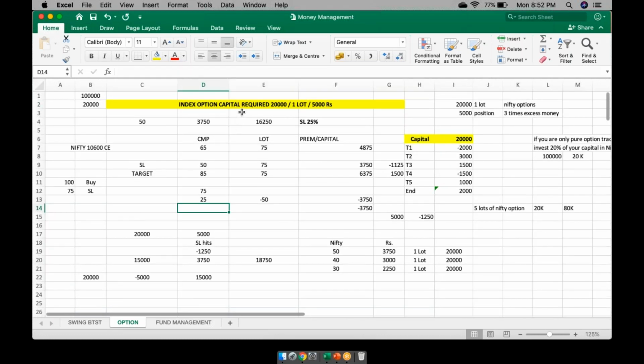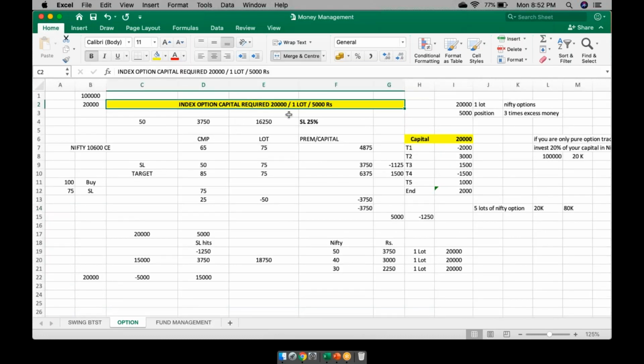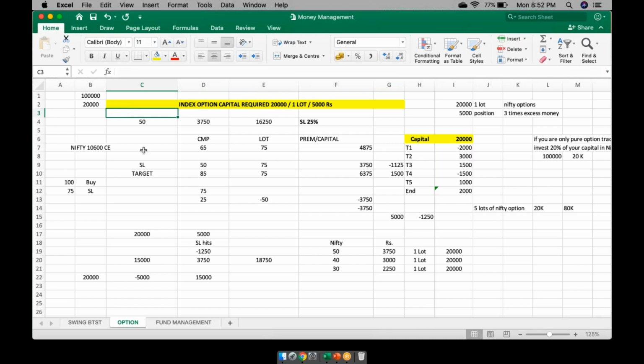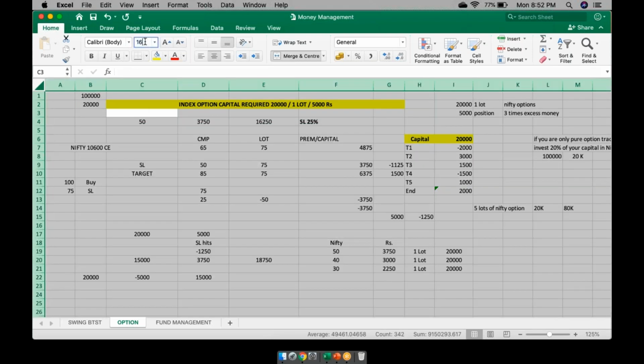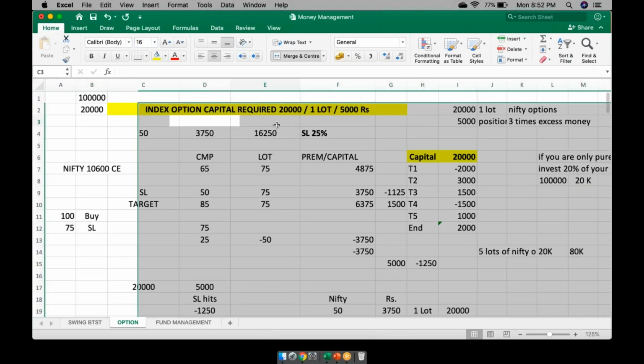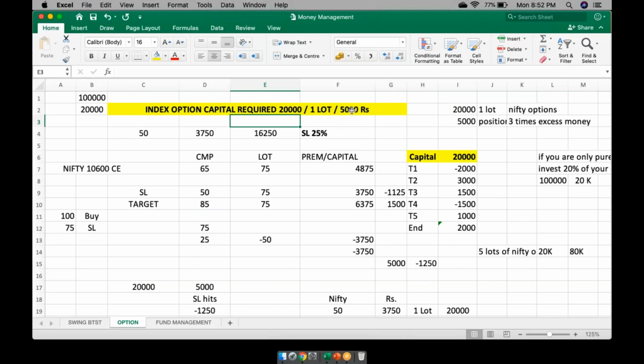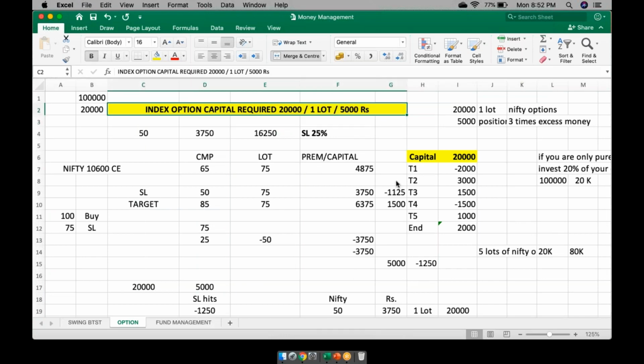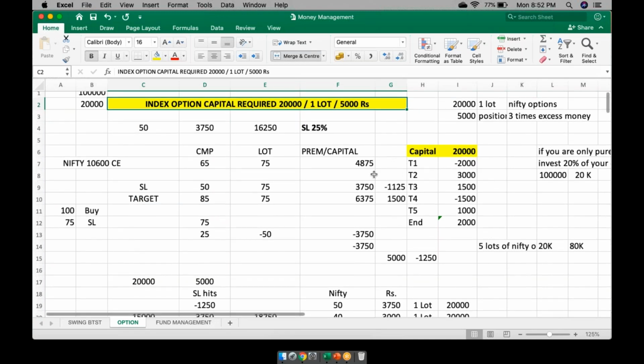So for index option trading, the capital required is 20,000 rupees for 1 lot. For an index option, you require 20,000 rupees, but the premium you are supposed to take is only up to 5,000 rupees.